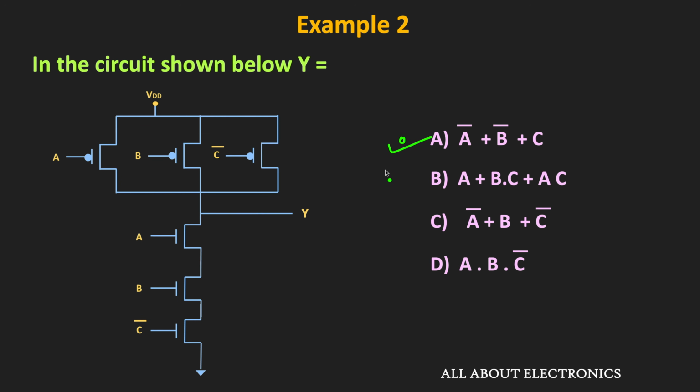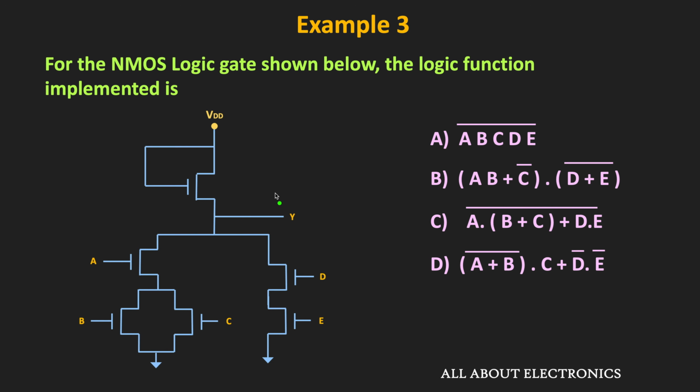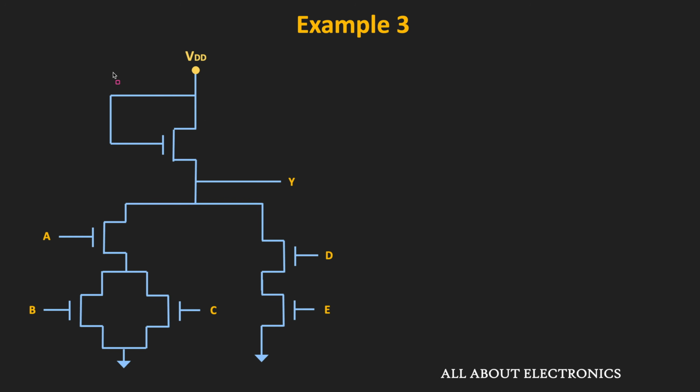So similarly, now let us move to the next example. In this question, instead of the CMOS logic, we have been given this NMOS logic gate and we have been asked to find the logic function which is implemented by this given circuit. If you closely observe, this pull-up network consists of an NMOS transistor. That means this single NMOS transistor will act as a pull-up network. And the logic function is implemented with this pull-down network.